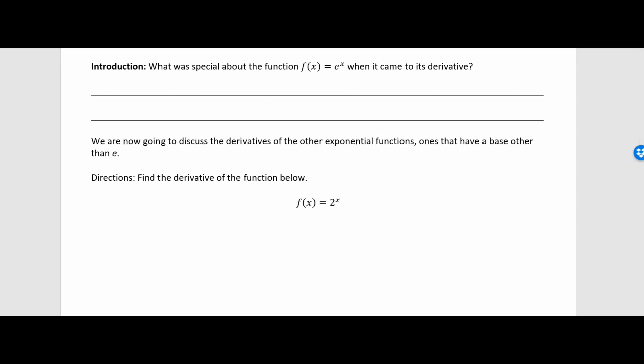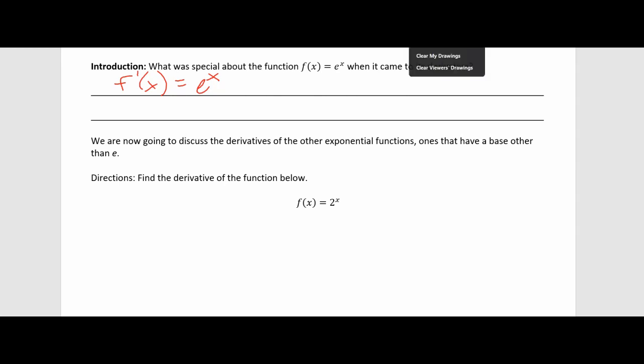Well, we know that the derivative of e to the x, so f prime of x, is also e to the x. This function is out of the ordinary in that the rate of change of the function at any specific point is equal to the value of that function, is equal to the y value. A very special property of the function e to the x. Let's see if this holds true for other exponential functions.